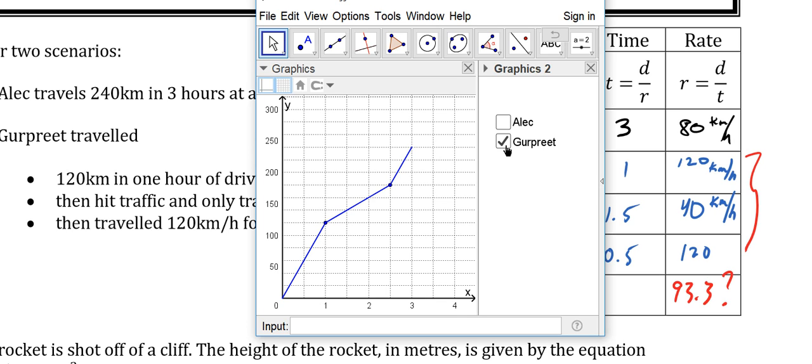Remember, rate of change is like slope, right, from grade 9. It's the same kind of idea. So the slope, traveling at a constant speed for the first hour, that was 120 kilometers per hour. Okay? And then traveling at a slower speed for an hour and a half, and then for half an hour at a faster speed. Look at how far in total Gurpreet has traveled.